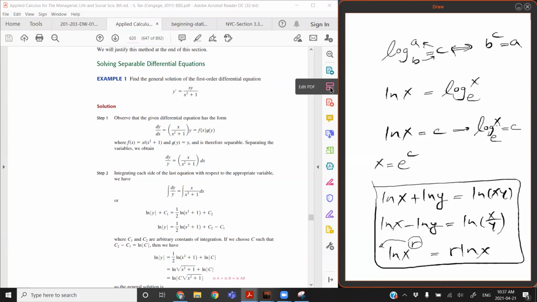So I just want to quickly remind you of these properties so that when I use them solving these problems, you know what I'm referring to. Okay.